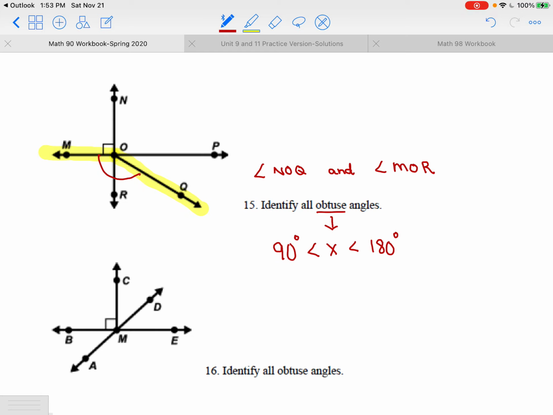Oops, not R, Q. Sorry, guys. MOQ. There we go. All right, so that's kind of how we go through and find all of the angles that they're asking for. You just have to keep looking and keep trying things.